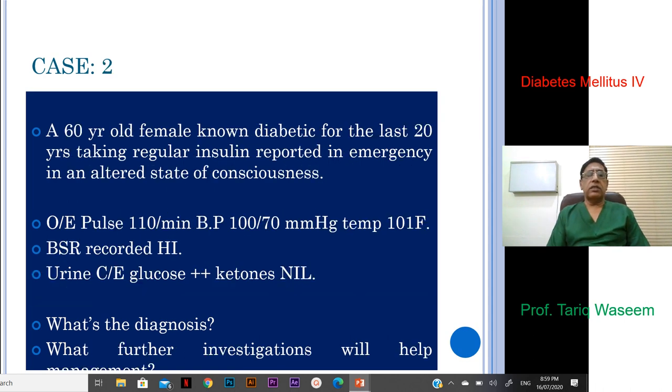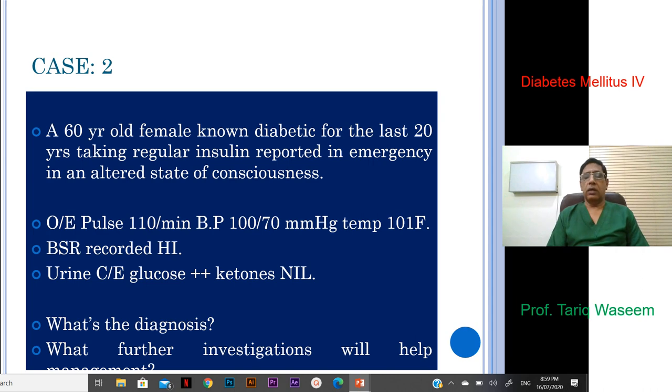Our next case is a 60-year-old female. She's been diabetic for the last 20 years and is taking regular insulin. She reports in the emergency room in an altered state of consciousness with a pulse rate of 110, blood pressure of 100 over 70, a temperature of 101, and blood sugar recorded as high on the glucometer. A high reading on the glucometer usually means that blood sugar is in excess of around 600 milligram in most glucometers. Again, her urine complete shows 2 plus glycosuria, but there are no ketones.